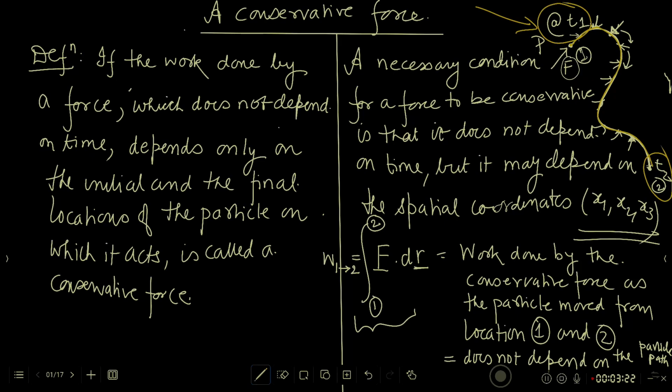If I want to find the net work done by this conservative force on this particle during this time t1 and t2, it will turn out that the work done will be independent of the path taken by the particle of interest. The work done will depend only on the initial position and the final position of the particle. That is the characterizing feature of a conservative force.